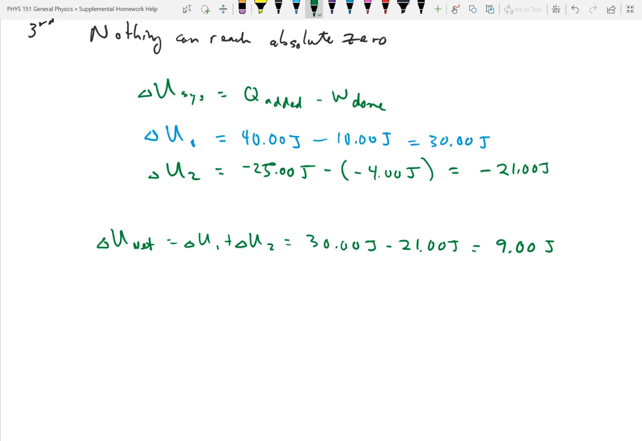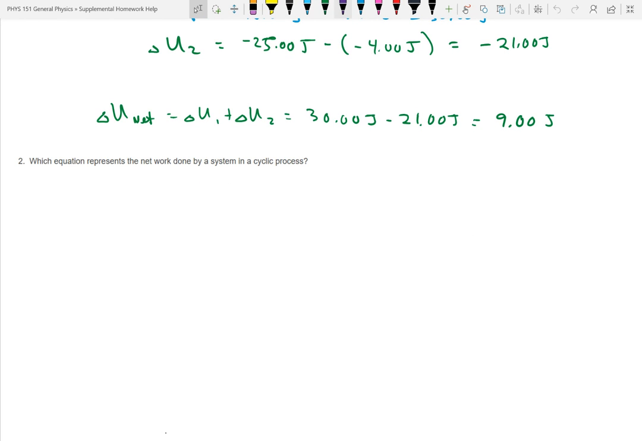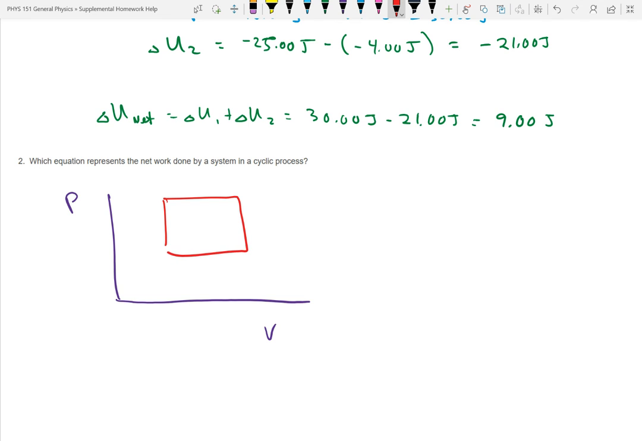Which equation represents the net work done by a system in a cyclic process? You haven't seen that at all, right? So I can still go ahead and answer that. It's just stuff that we're going to see in an hour and a half. We like to show our thermodynamic processes on a pressure versus volume graph. A cyclical process is one that starts and ends at the same place. So it could go clockwise or counterclockwise, and you have to determine which way it's going.